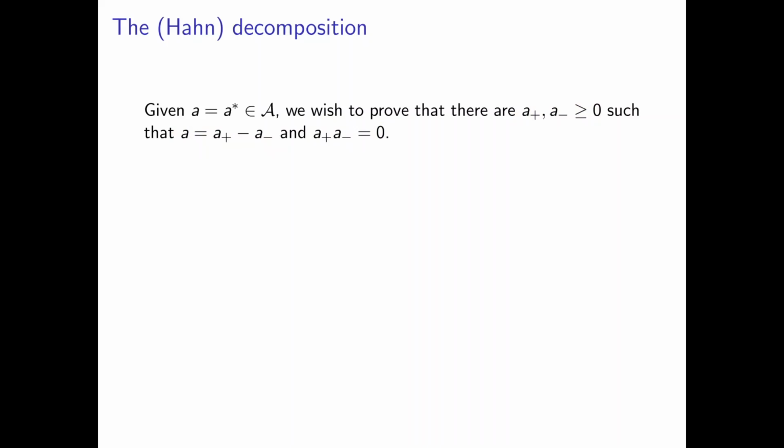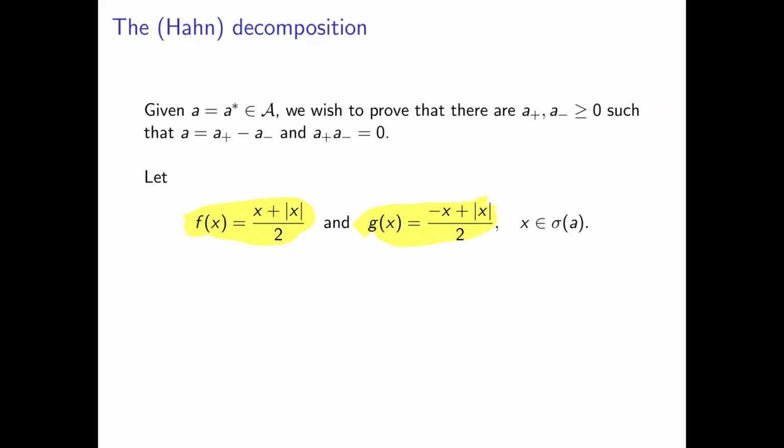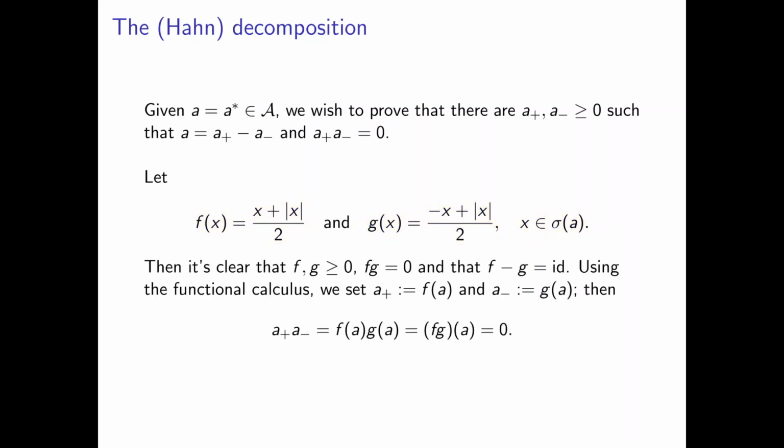Not so easy to prove this, but all we need to do is find two suitable continuous functions, and then we're golden, because remember, here we have that a is a self-adjoint element, so it's normal, so we can use continuous functional calculus, no problem. So here we set f of x equal to x plus the absolute value of x, and then we take g of x to be minus x plus the absolute value of x, divided by 2. And we just define both functions on the spectrum of a, and we can use continuous functional calculus like nothing.